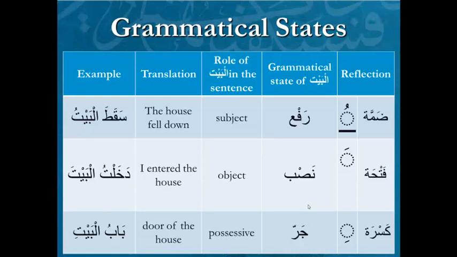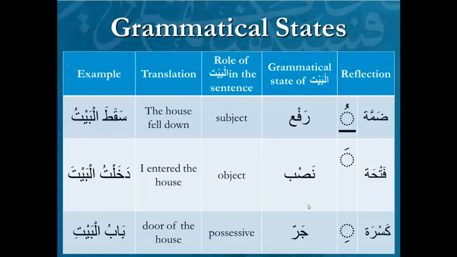So al baytu, al bayta, al bayti. Look in the column in the middle that says subject, object, possessive. So you make that association. We have a couple of associations here. First of all, rafa is reflected with dhamma, nasab is reflected with fatha, and jar is reflected with kasra.